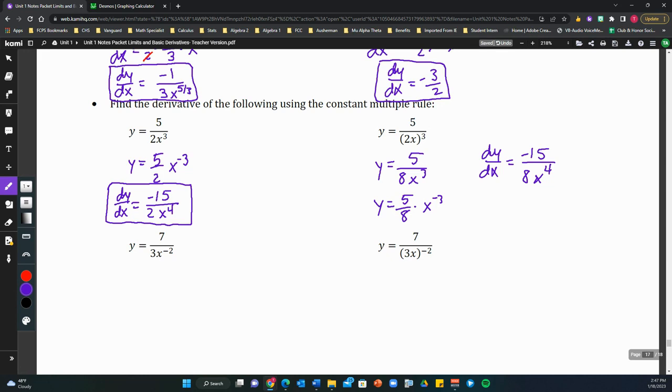So its derivative is still going to end up with the same new power. So the only thing we're changing here is the coefficient. You guys can see how that really doesn't impact the x at all.